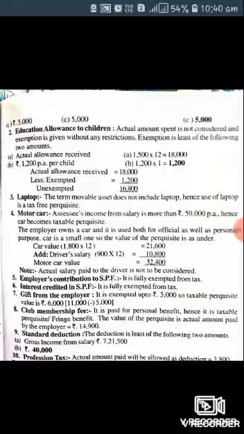The employer owns a car and it is used both for official and personal purpose. The car is a small one, so the value of the perquisite is as follows: car value is 1,800 into 12, that is 21,600. Driver salary is 900 into 12, that is 10,800. So total motor car value is 32,400. The actual salary paid to the driver is not considered. So 32,400 is taxable.